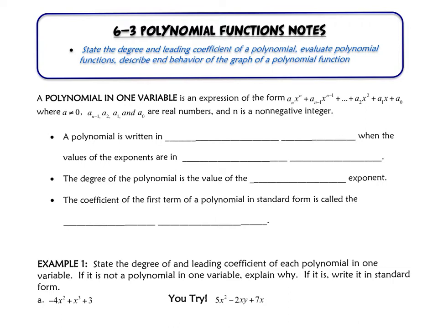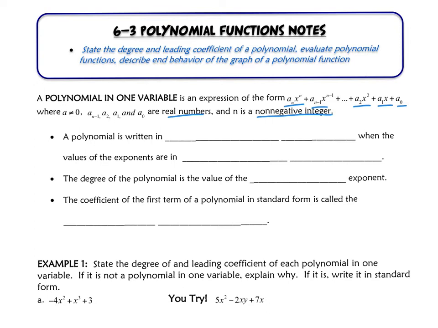So we're going to start with a little bit of definitions again. A polynomial in one variable is an expression of the form a_n x^n + a_(n-1) x^(n-1) + ... + a_2 x^2 + a_1 x + a_0, where all those constants are real numbers and n is a non-negative integer. What that means is our exponents are positive, they're whole numbers, including 0, and we have constants out in front of them. So a_n is just a constant.